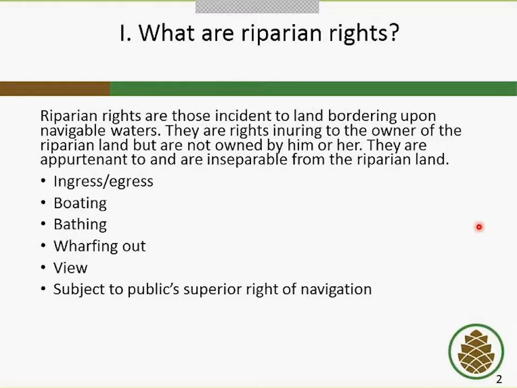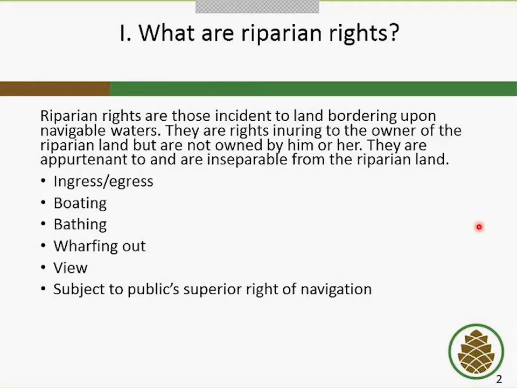And they are pertaining to and inseparable from the riparian land. You have rights, you have interest, but once you no longer own the upland, you no longer have those rights to go with it. The rights stick to the dirt that touches the water. The listing after that: ingress and egress to and from, boating, bathing, wharfing out, and view. But all of these particular interests are subject to the public's superior right of navigation.